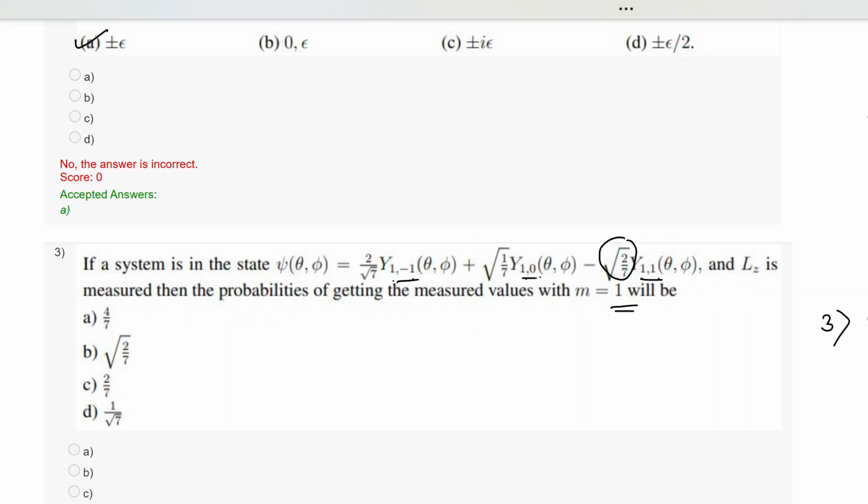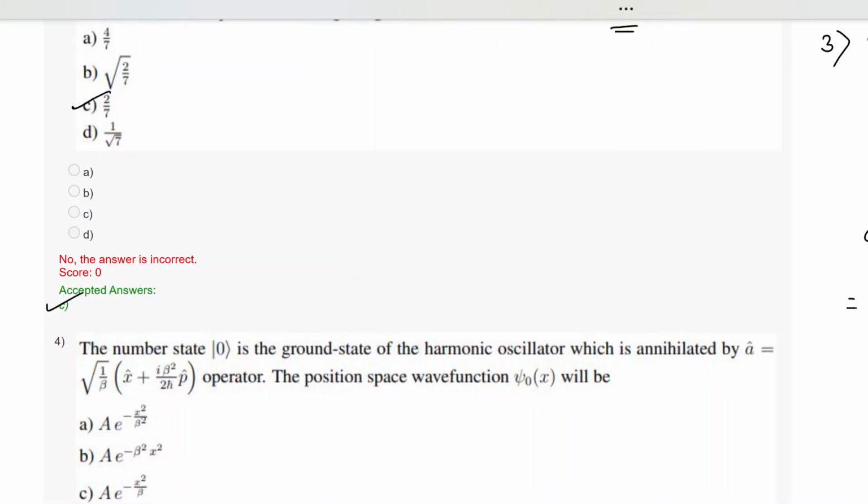So this coefficient whole mod square is the probability of the state being found in the state phi n. Similarly, the probability of the state psi theta phi to be found in the state y11 theta phi is simply this coefficient whole mod square. So minus root 2 by 7, whole mod square, is just 2 by 7. So 2 by 7 is your answer, number C. This is the correct answer.